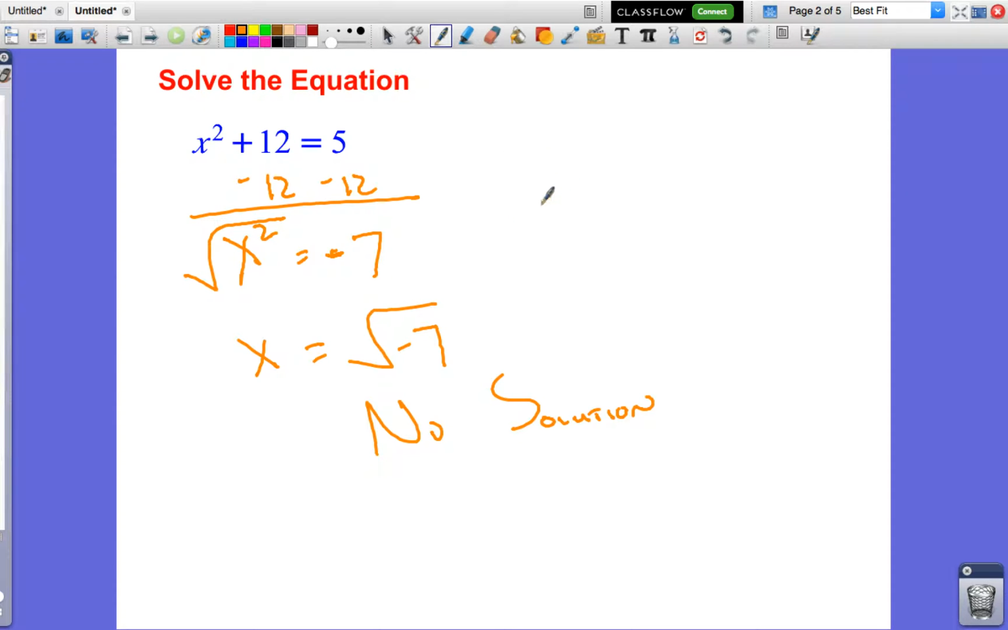If I were to take any number and multiply it by itself, is it possible for me to get a negative number? A positive times a positive is always positive, and a negative times a negative is also always positive. So because no number multiplied by itself can equal a negative number, I have no solution. In other words, this parabola never crosses the x-axis.